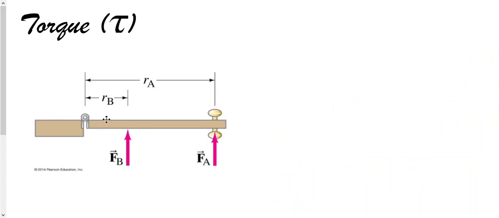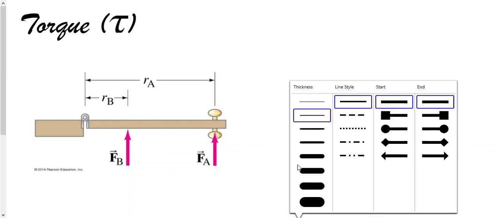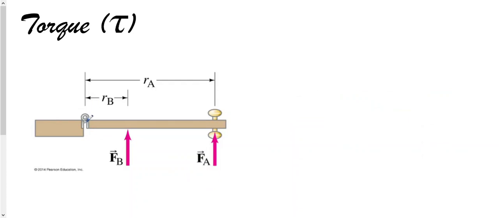So we have a top view of a door. You'll see this is the point to which it rotates. Let's label those. This point to which it turns is called the pivot point, sometimes called the fulcrum or the axis of rotation.